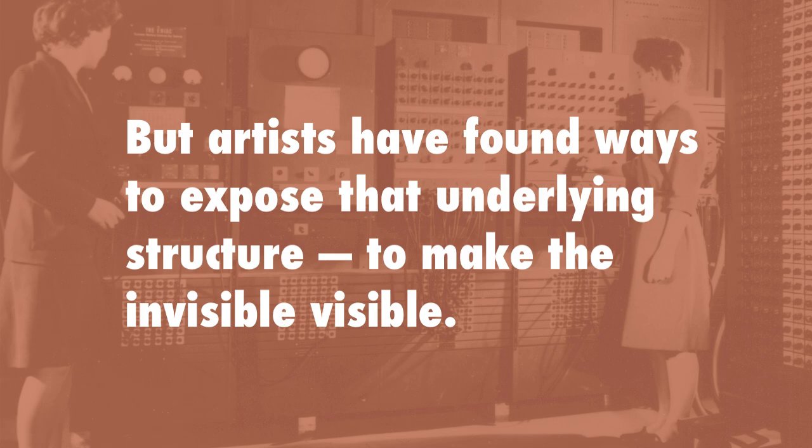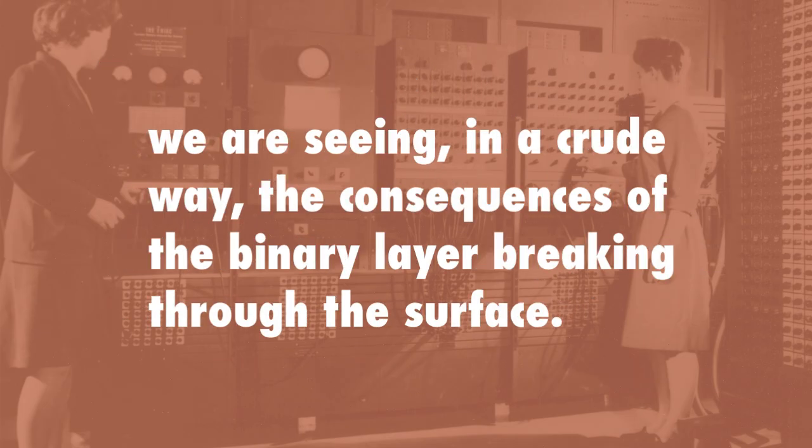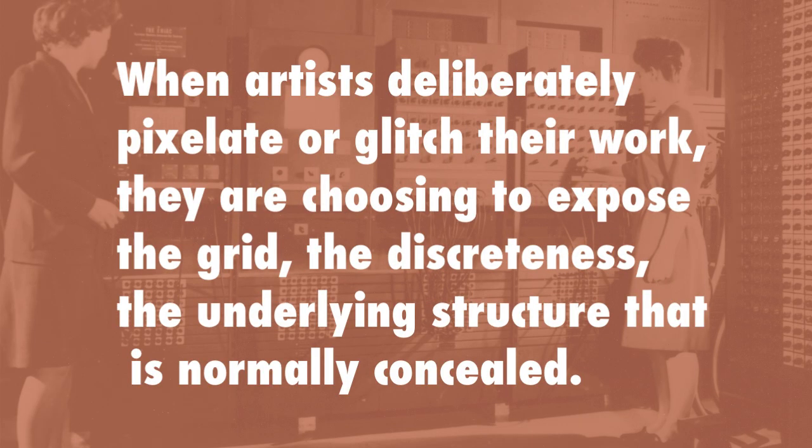But artists have found ways to expose that underlying structure, to make the invisible visible. When an image is compressed too aggressively and the compression artifacts become visible, the blocky, pixelated distortions that appear in low-quality digital images, we are seeing, in a crude way, the consequences of the binary layer breaking through the surface. When artists deliberately pixelate or glitch their work, they are choosing to expose the grid, the discreteness, the underlying structure that is normally concealed.